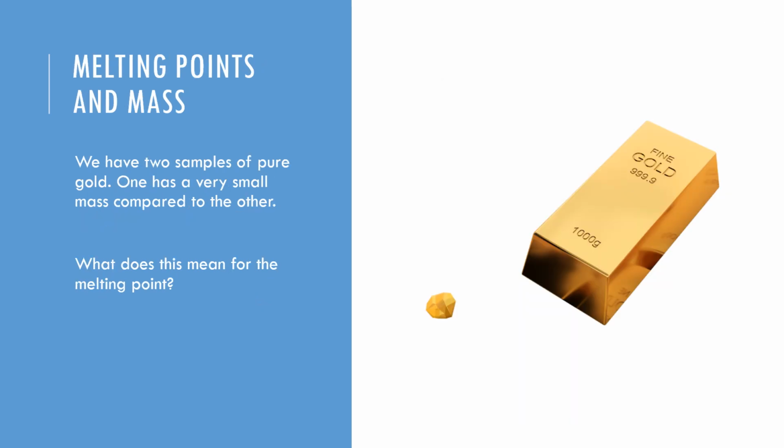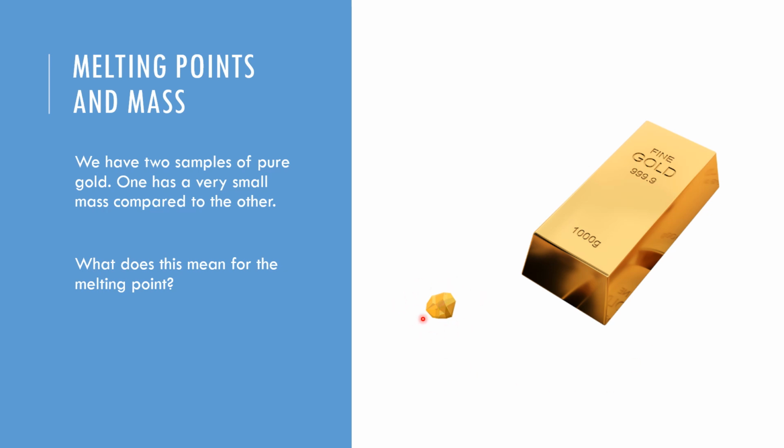But melting point is very important in chemistry. In this case, I have two pictures of gold. I have a very, very tiny piece of gold, and I have a huge bar of gold. Now, these are both samples of pure gold. There are no other metals or elements present. It's just pure gold in both of these samples.